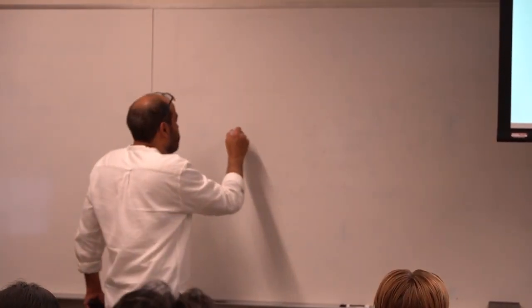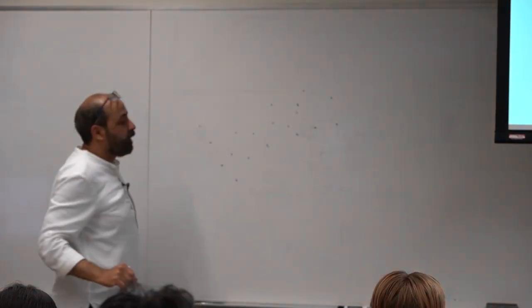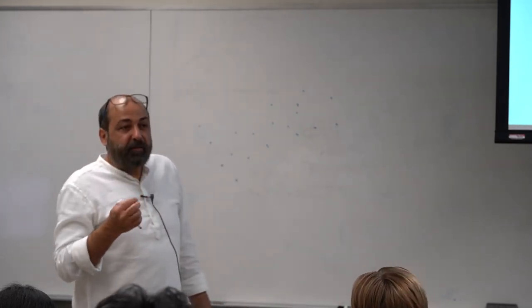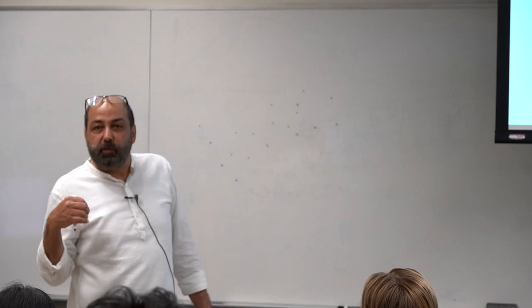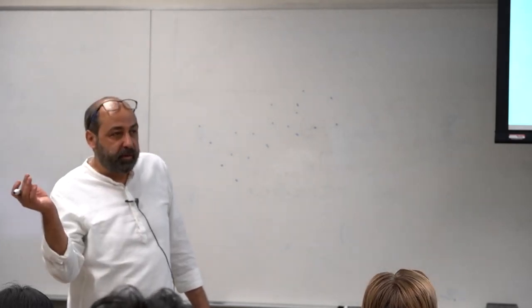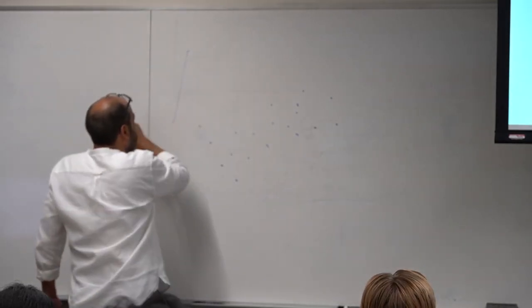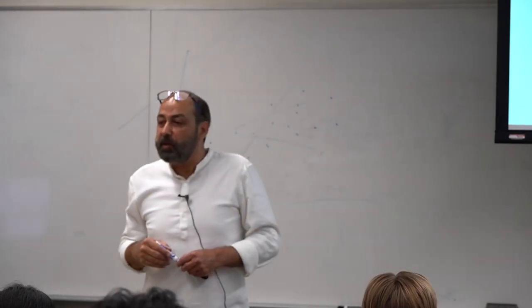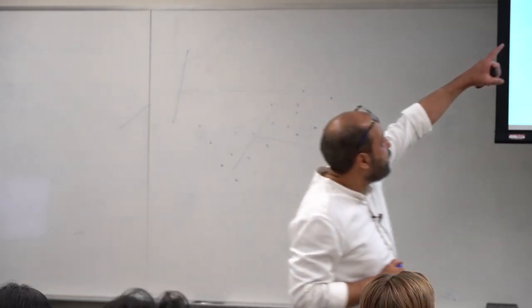A very simple example: given some data, I have some points, and I want to do regression, one of the fundamental tasks in machine learning. I have to choose a hypothesis class. And my hypothesis class could be the class of all linear models. So it could be this one, this one, this one. The class of all linear models has infinitely many members. So this is the first step.